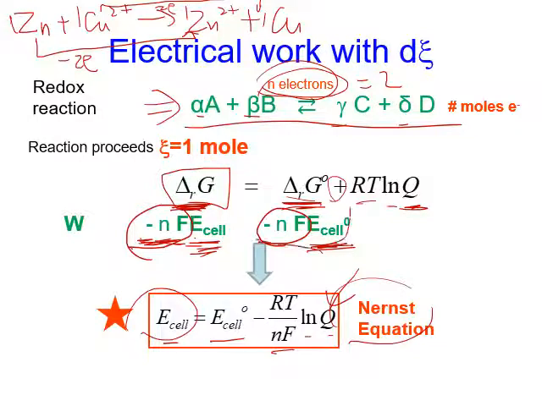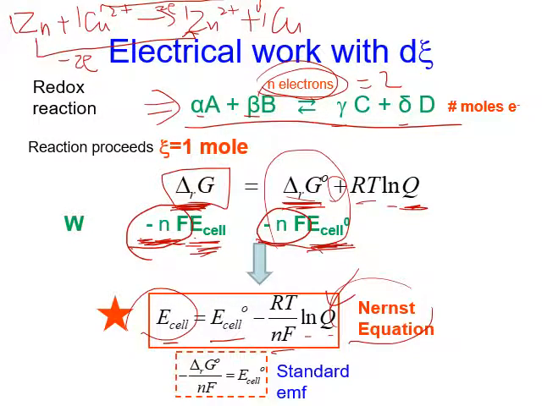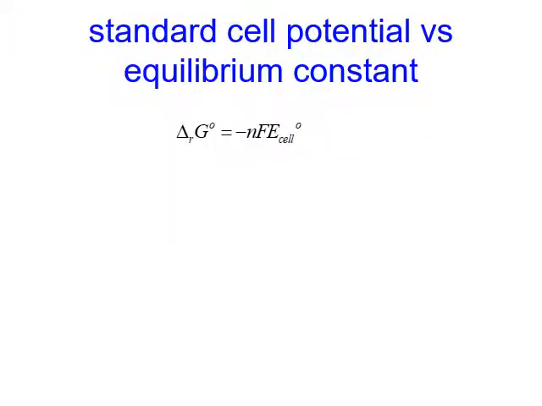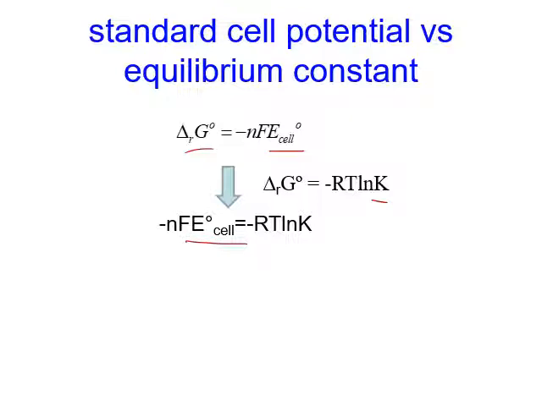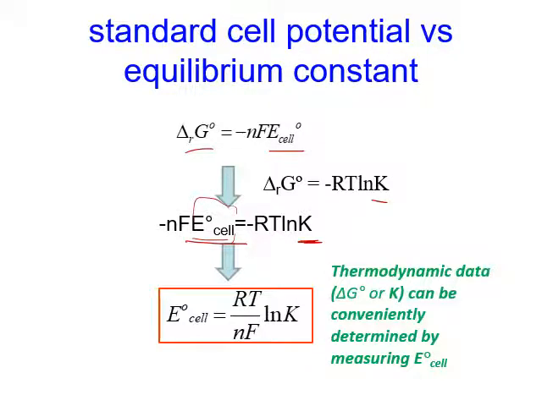Also note the standard delta G is related to standard E cell. In the next slide, we show that because standard delta G relates to the equilibrium constant, E cell can also be calculated from the K constant. In the last slide, we showed that the standard reaction Gibbs energy equals negative nFE at the standard state. The standard delta G equals negative RT ln K. And therefore, we have this equation: negative nFE at the standard state equals negative RT ln K. So the equilibrium constant and the standard E cell are related. Thermodynamic data such as standard delta G or equilibrium constant can be conveniently determined by measuring the standard E cell.